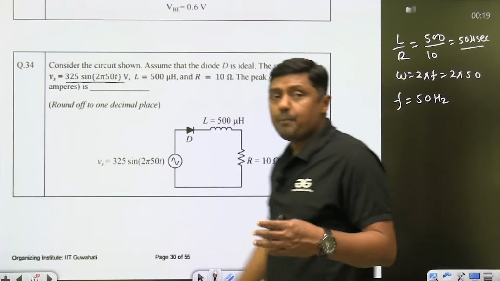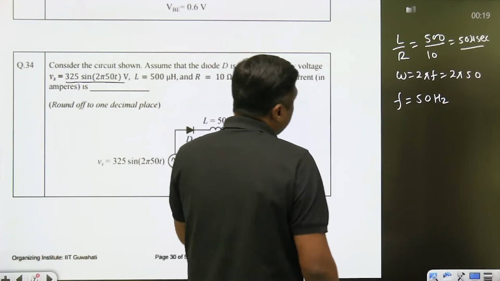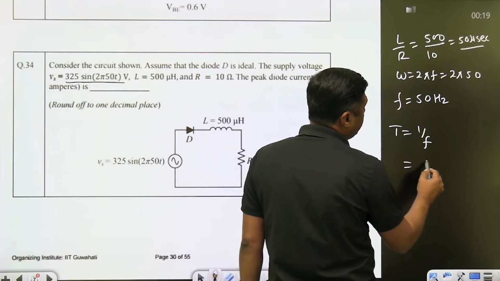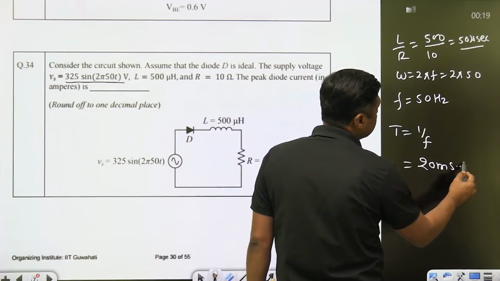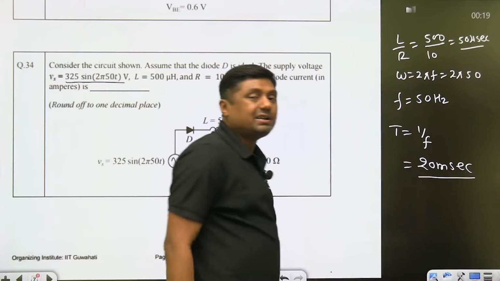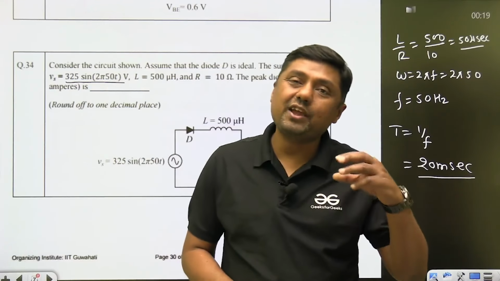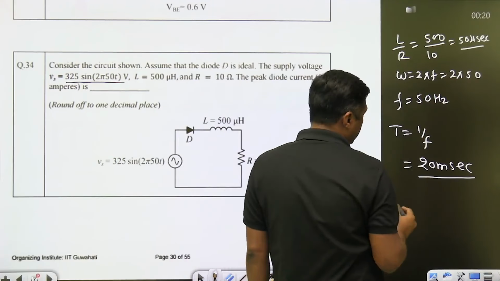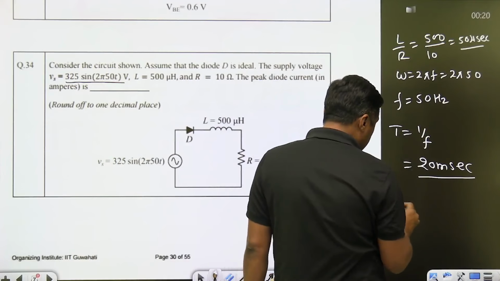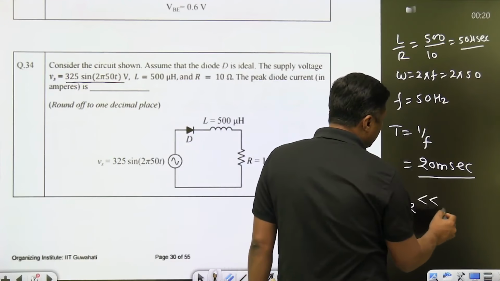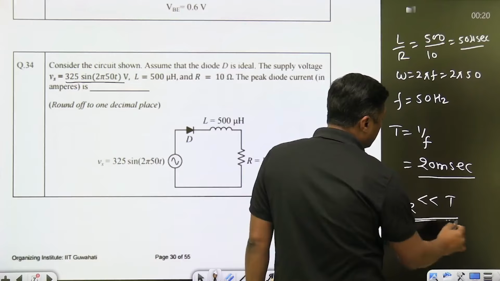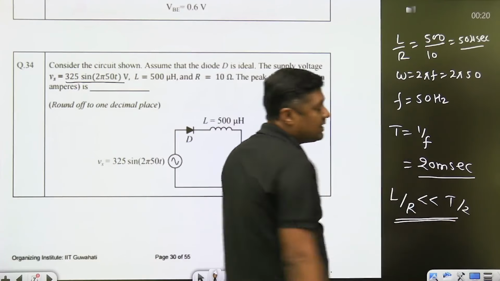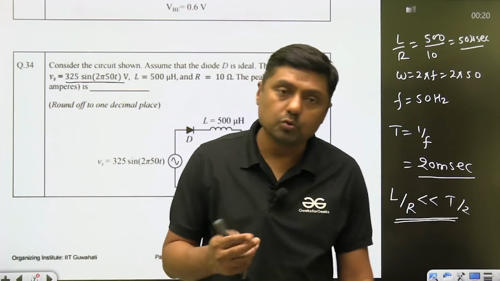Now always compare the time period of the signal and the time constant. What is T? T is equal to 1 by f. 1 by 50 is 20 millisecond. What is the time period of the signal? It is very high. 20 millisecond is very high as compared to 50 microsecond. Or you can say the time constant L by R is very less as compared to T. What is the half time period? 10 millisecond. Again the time constant is very less as compared to T by 2.